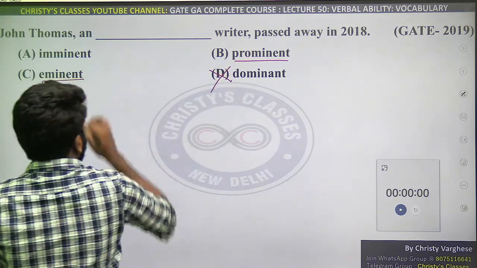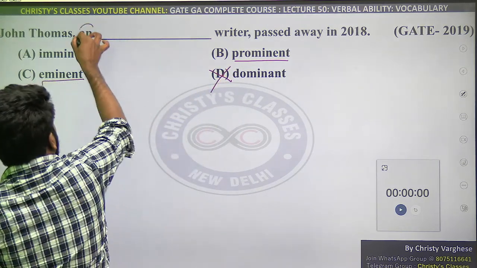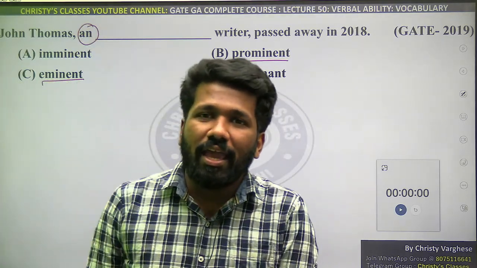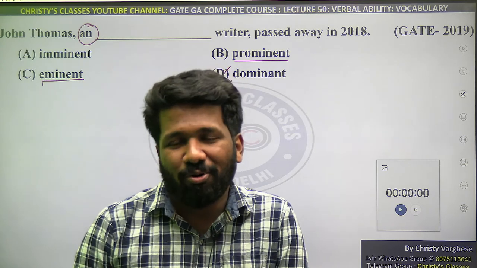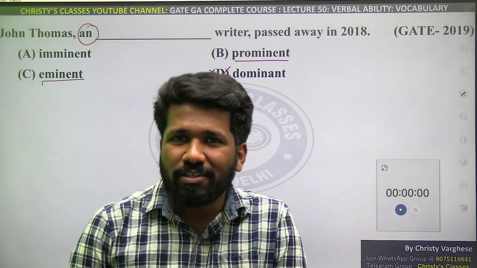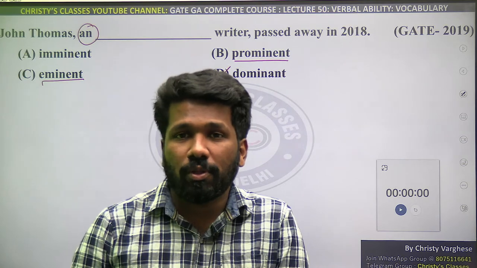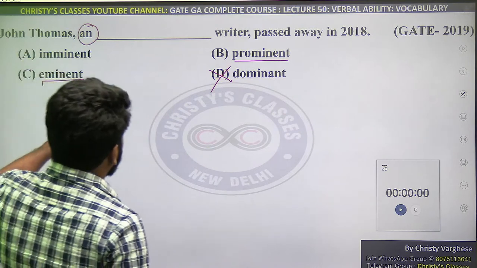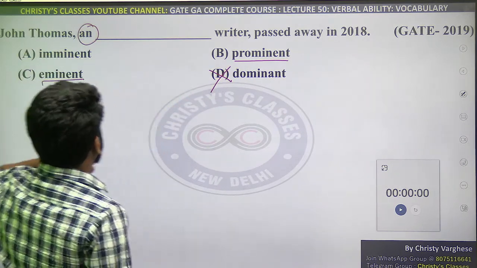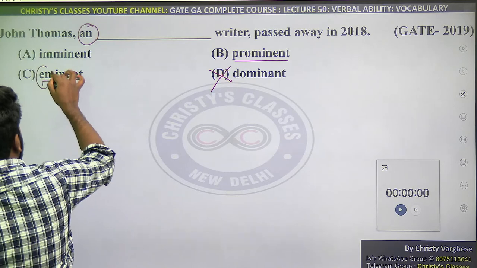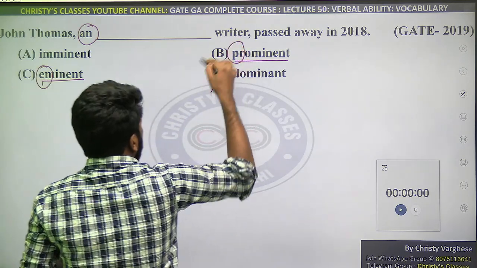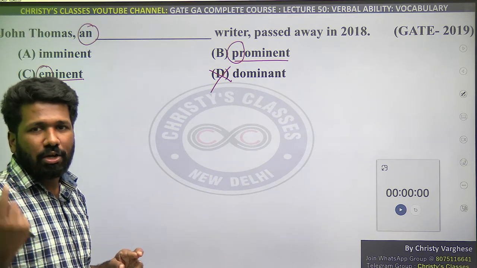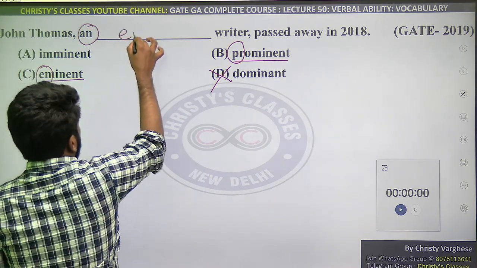So prominent and eminent are similar words, but here the article is "an". In the last grammar class we discussed the use of a and an, and you already know it, I don't have to teach you. An is used with vowel sounds, and a is used with consonant sounds. So for an, the beginning should be a vowel sound. The sound you are making in prominent is "pa", right? That means that is a consonant sound. So it is definitely eminent.